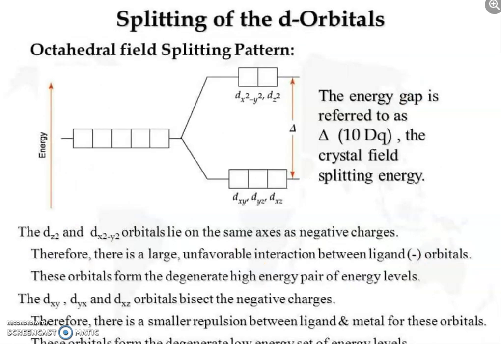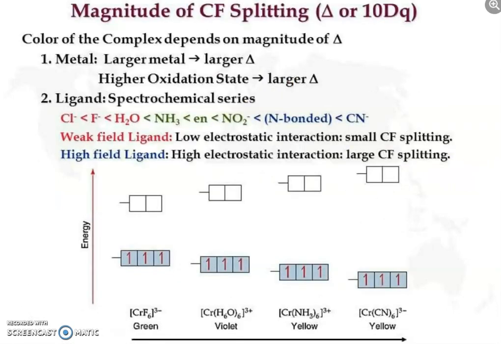Now, splitting of d orbitals. You can see the d orbitals are split in the octahedral field. The energy gap is referred to as 10 Dq or delta, the crystal field splitting energy. The dz square and dx square minus y square orbitals lie on the same axis as the negative charge, so there is a large unfavorable interaction with the ligand orbitals. These orbitals form the degenerate high energy pair. The dxy, dyz, dxz orbitals bisect the negative charge, so there is a smaller repulsion between ligand and metal for these orbitals. These form the degenerate low energy set. So you have two sets, one with 3 degenerate and another with 2 degenerate, from initially 5 degenerate.